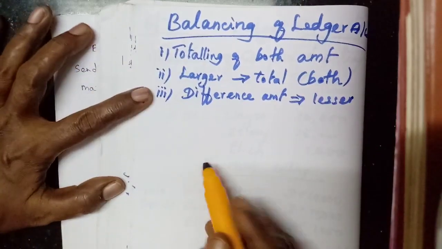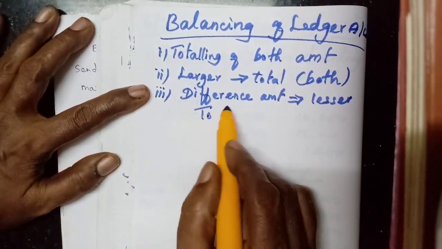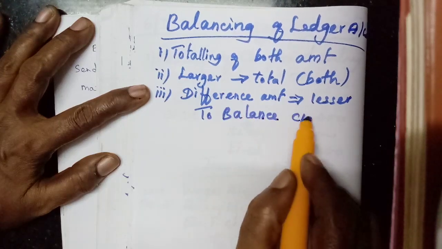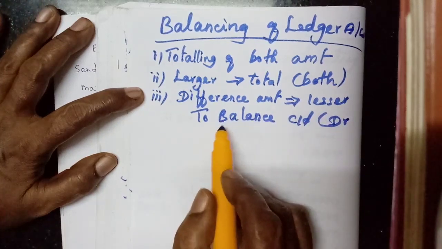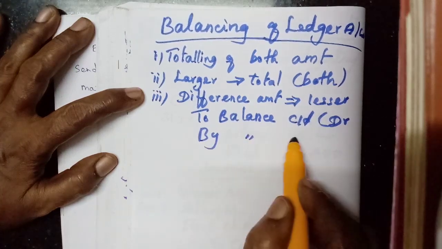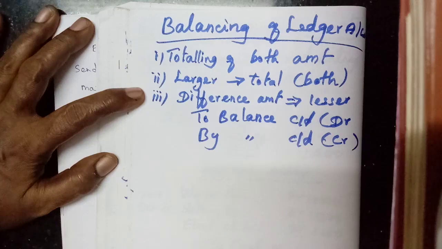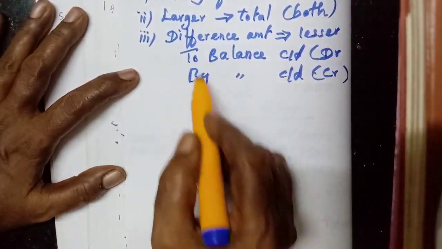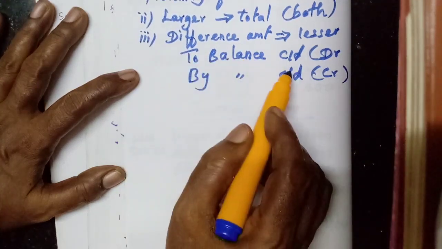How should we write? If the debit side total is more, then on the credit side we are writing, we should write by balance carry down. Okay, on the credit side. Then on the next day's date, we should write this one as by balance brought down.